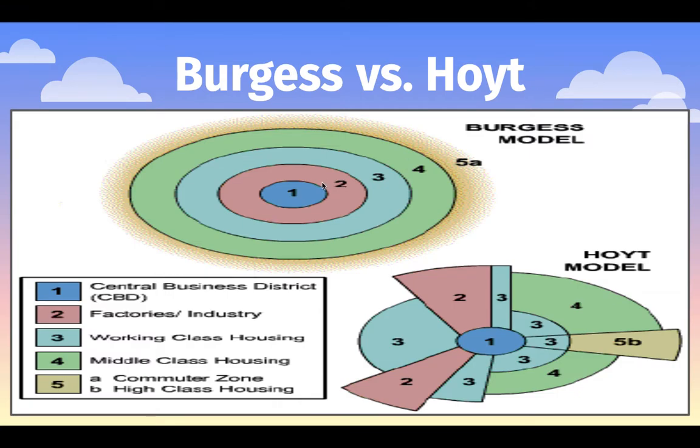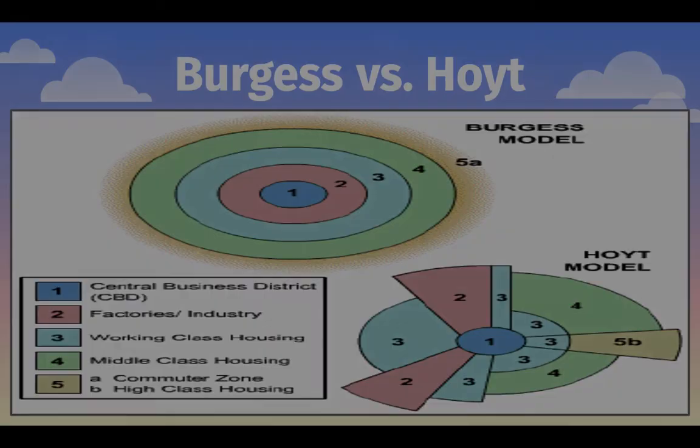And you can see some of the comparisons here between the Burgess model and the Hoyt model. One obvious one is the use of concentric circles or concentric zones in the Burgess model versus the sectors or wedges in the Hoyt model, but also the use of income as a key determinant is really significant in the Hoyt model, and that makes it stand apart from the Burgess model as well.